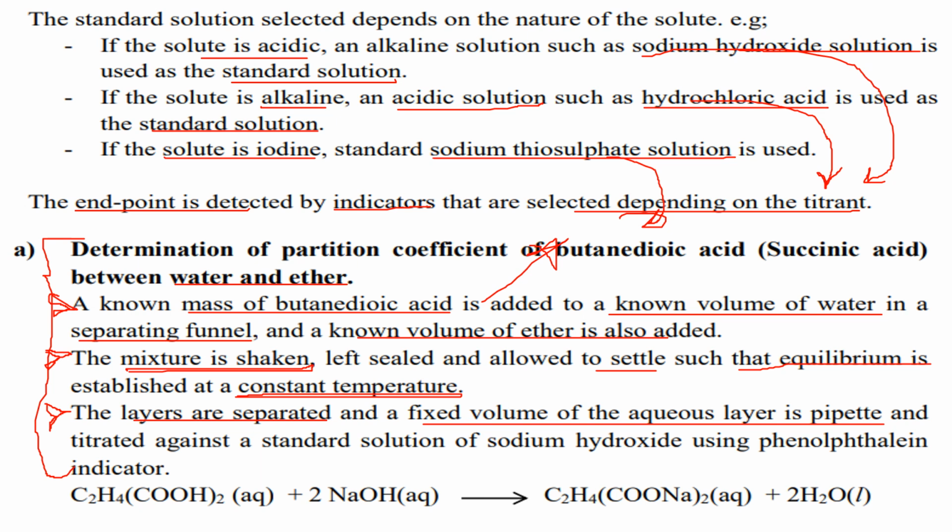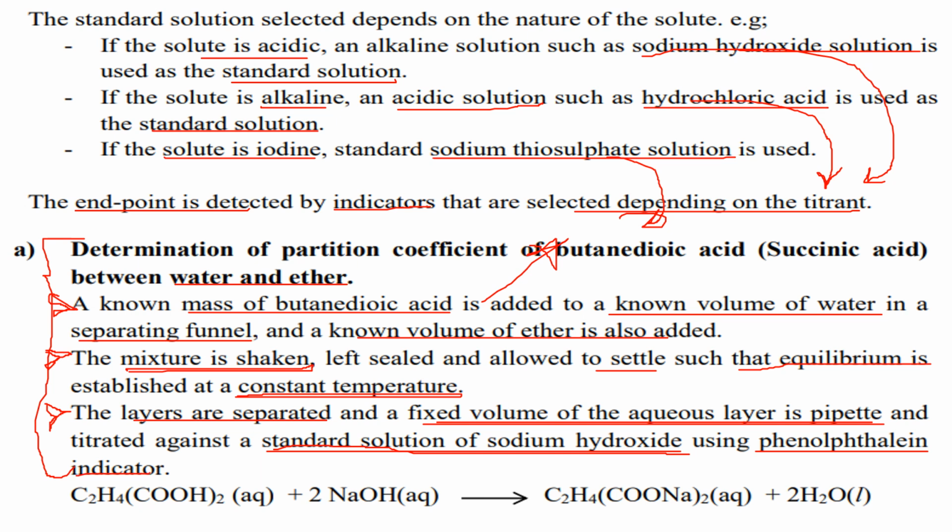Now this is an acid. That means that it's going to be titrated against a standard alkaline solution. And the fixed volume of the aqueous layer is pipetted and is going to be titrated against a standard solution of sodium hydroxide. Why are we using a standard solution of sodium hydroxide? Because the solid is acidic in nature. Butanoic acid will be titrated with a standard alkaline solution. And a good one for that, we said, will be sodium hydroxide. And for sodium hydroxide, we usually use phenolphthalein indicator.